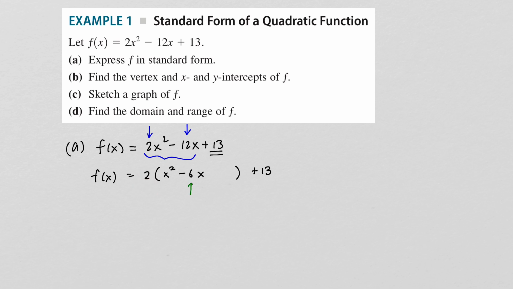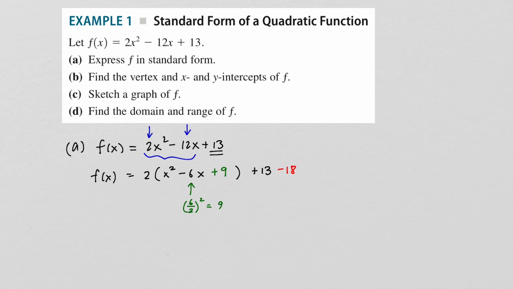Next, we're going to complete the square. So we're going to take half of 6, and we're going to square that. And that's 3 squared, which is 9. And that's the number we're going to add here. And then to compensate for this positive 9 here, we have to recognize that 9 is multiplied by 2. 2 times 9 is 18. So we need to subtract 18 over here to compensate for the 9 that we added.